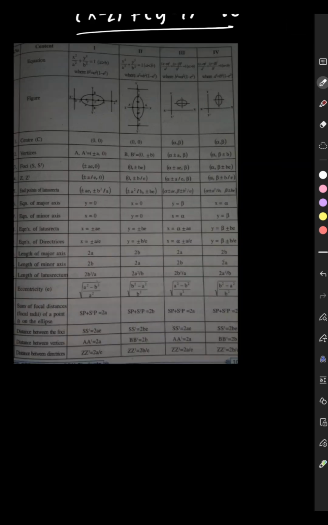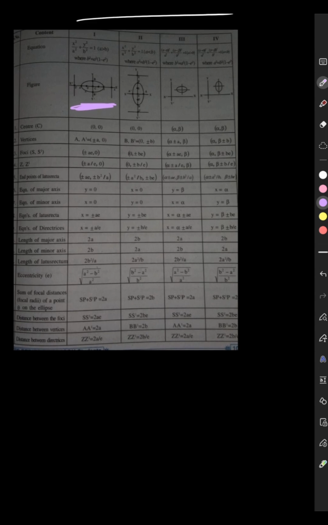Now let's just quickly look through this table. So I just taught you all about horizontal ellipse. Let's look at vertical ellipse. For a vertical ellipse, the eccentricity formula you can remember like this: e square is equal to 1 minus a square upon b square.